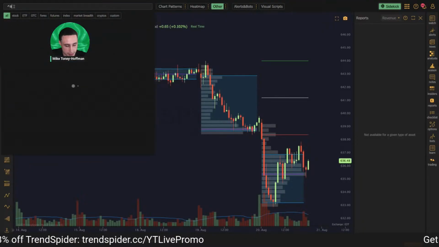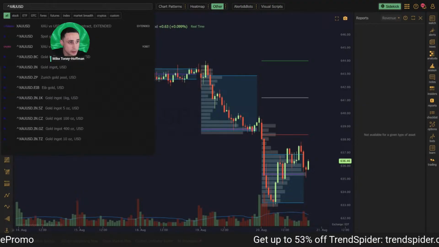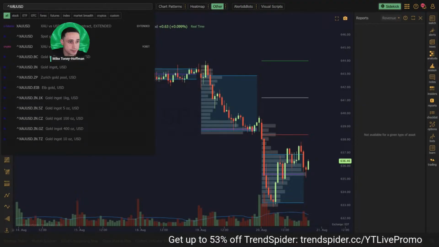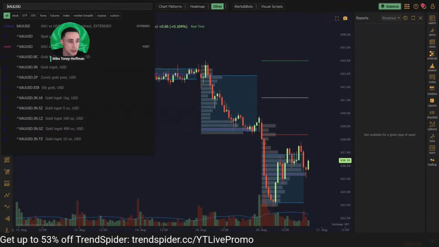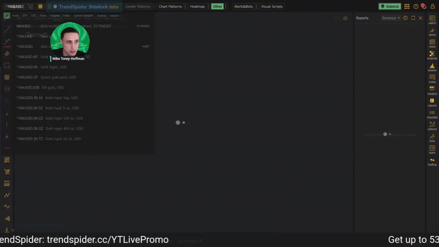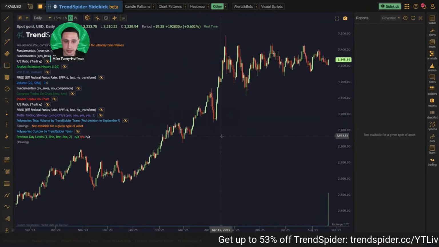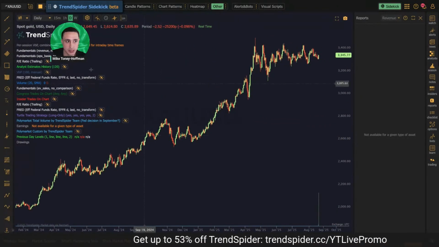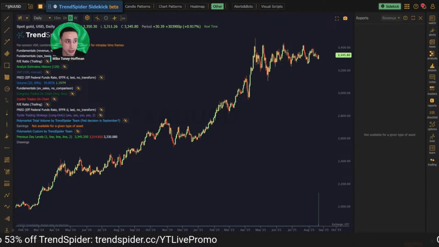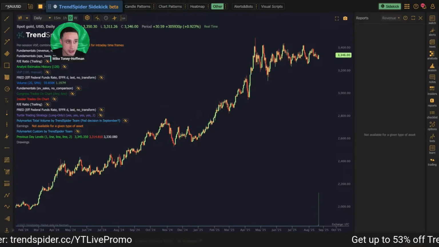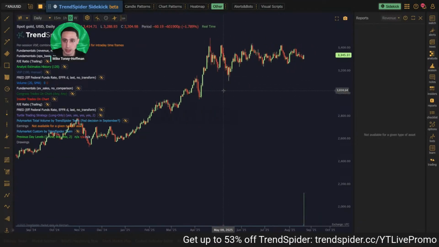XAUUSD. So let's see. Is this the right one here? So this is spot gold right here. This is nice. Okay. So if you want to look at spot gold on the platform, James has recommended this XAUUSD, little caret in front, is the spot gold price, which is pretty nice.